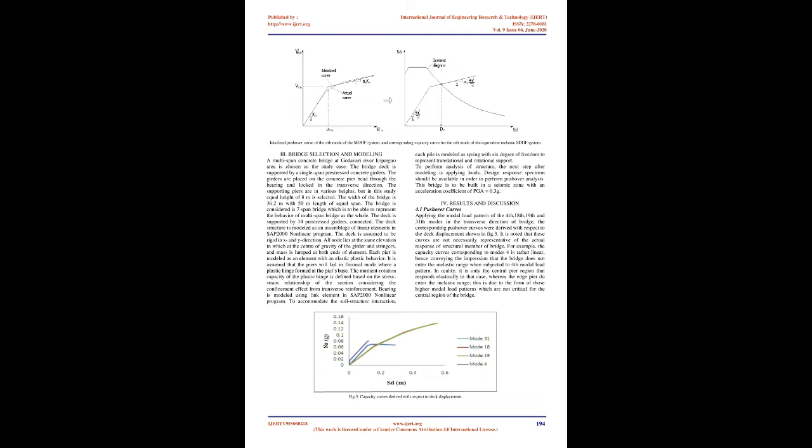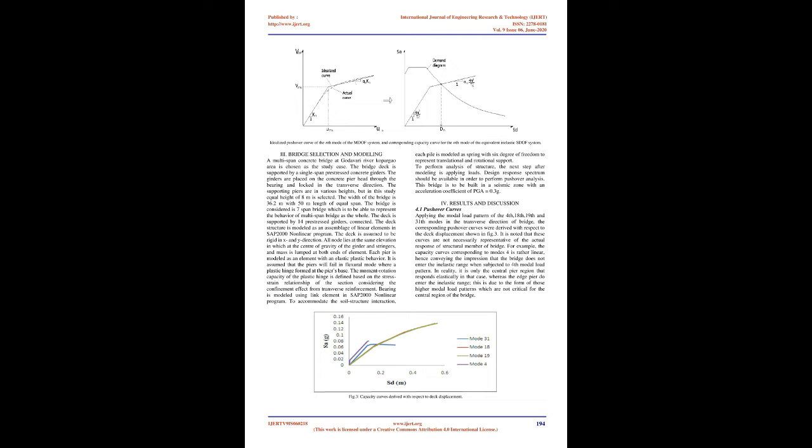3. Bridge selection and modeling. A multi-span concrete bridge at Godavari River, Kopargaon area, is chosen as the study case. The bridge deck is supported by single-span precast concrete girders. The girders are placed on the concrete pier head through the bearing and locked in the transverse direction. The supporting piers are of various heights, but in this study, an equal height of 8 m is selected.